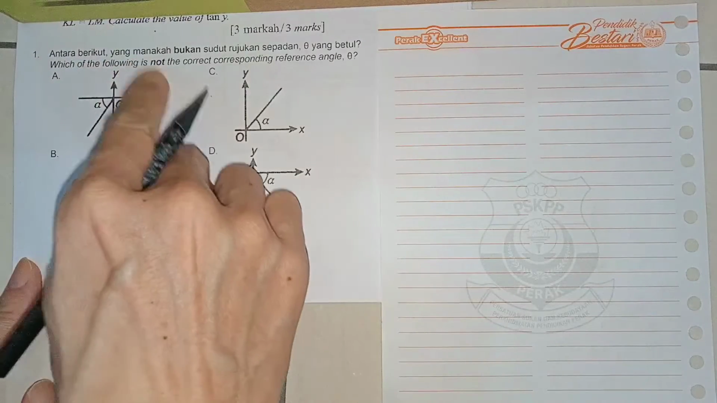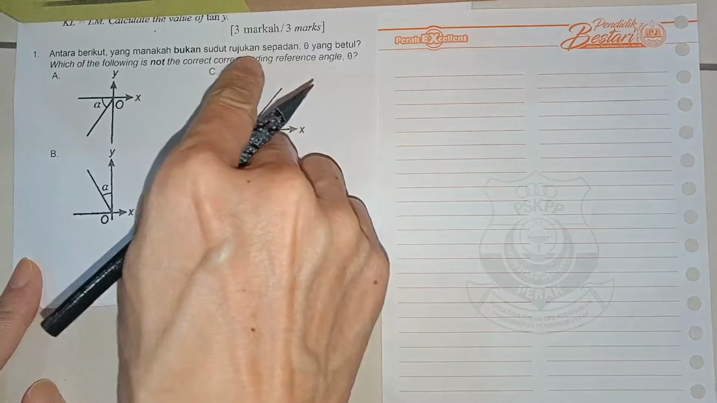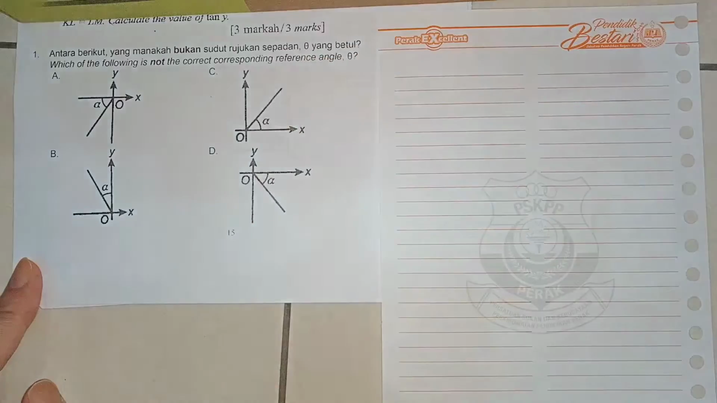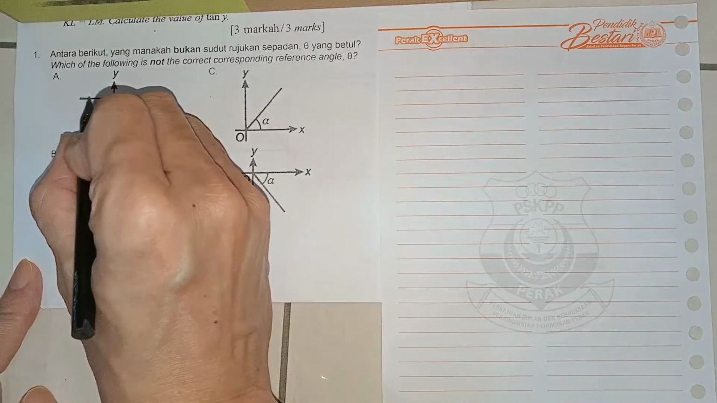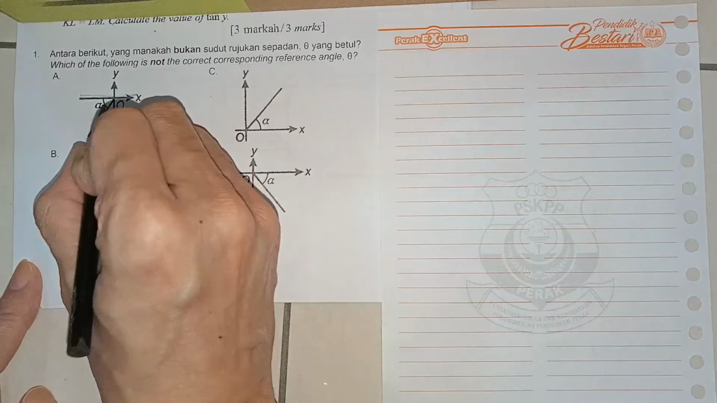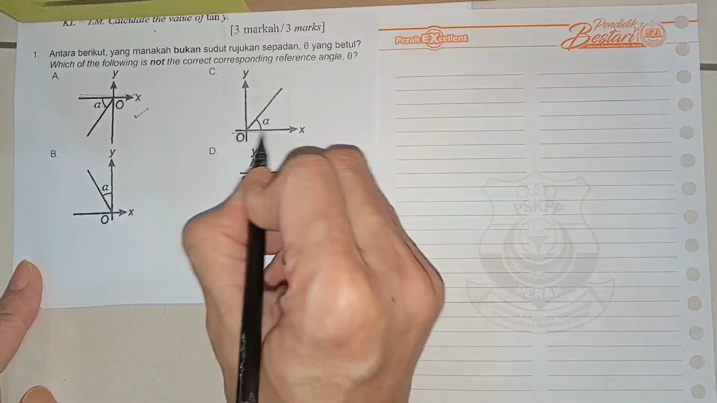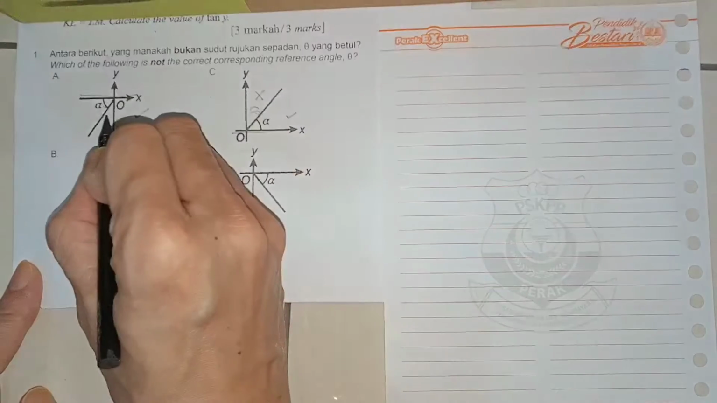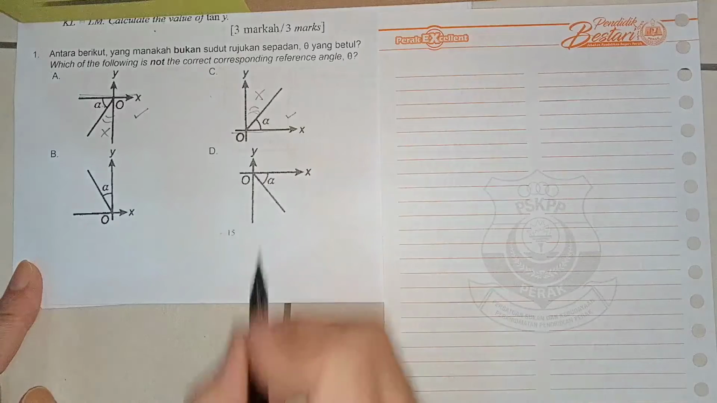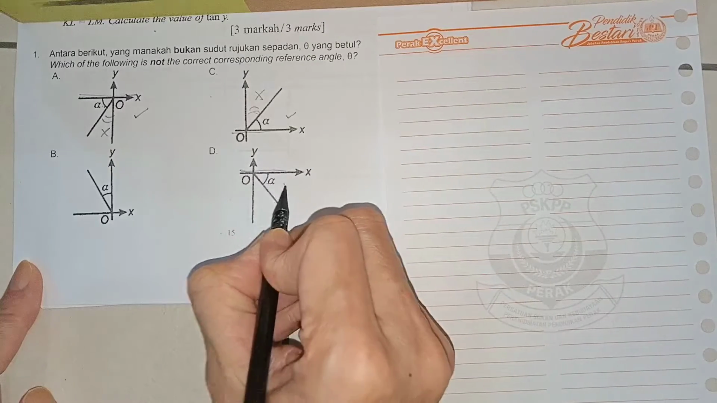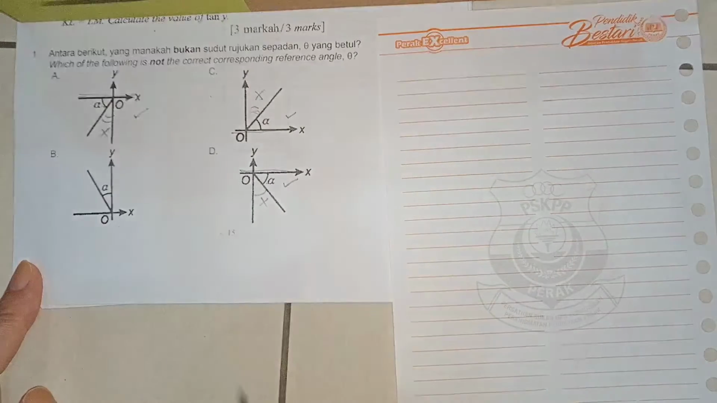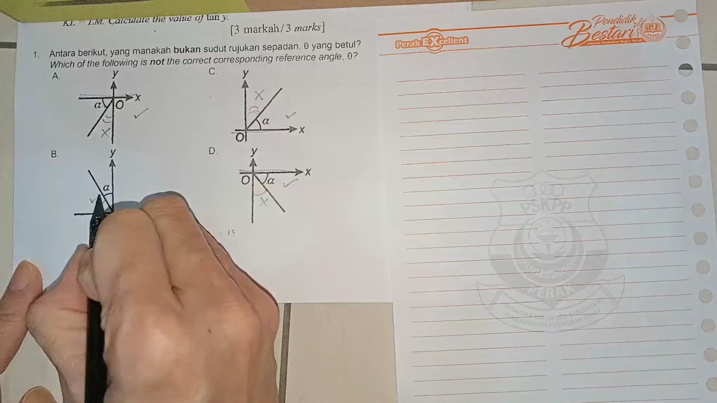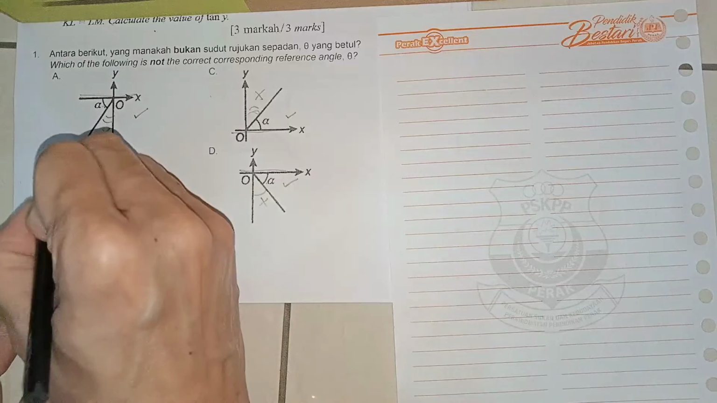Which of the following is not the correct corresponding reference angle? It must always be based on the horizontal axis. This one is correct, based on this one. Here this is wrong. This one only is correct, this one is wrong. Both.